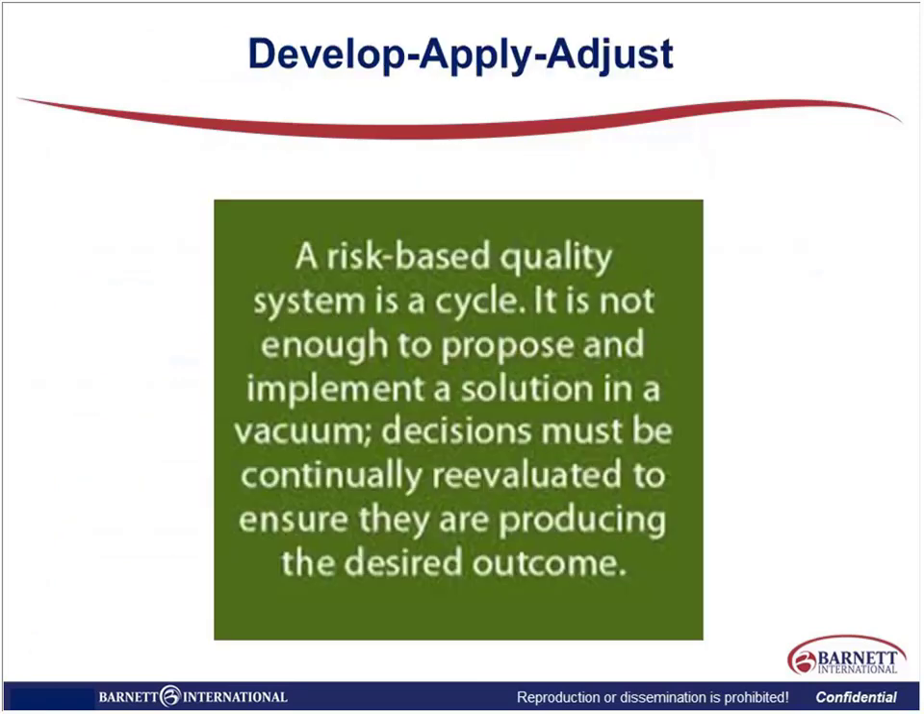Okay, so I'm sure everyone has seen this before. Risk-based quality is a cycle. It's never, ever static. And we don't take decisions or implementation of solutions in a vacuum because things continue to go on around them. So those decisions are continually reevaluated to assure that they're producing a desired outcome.